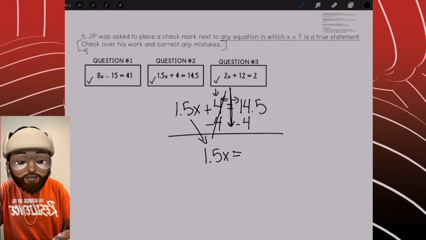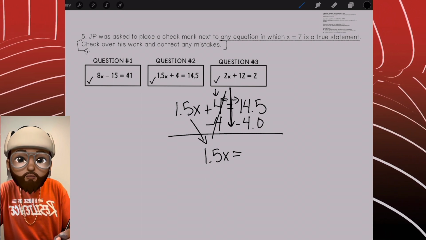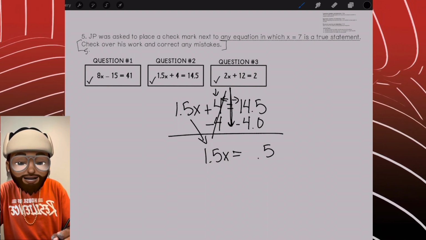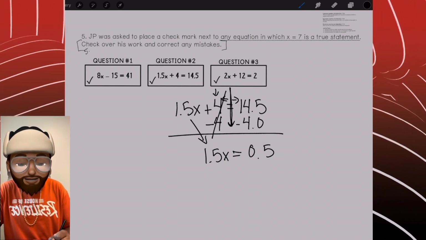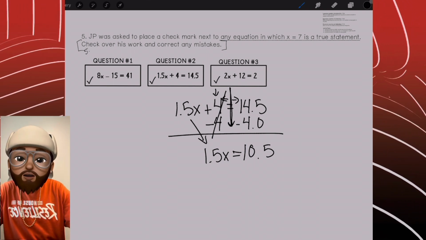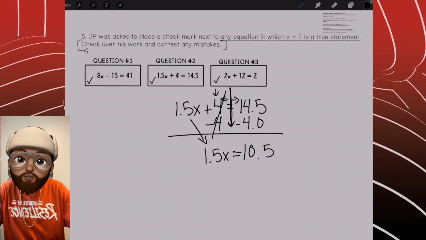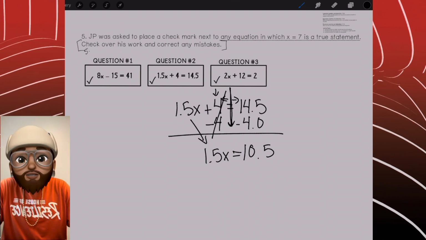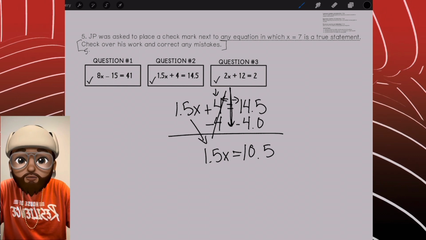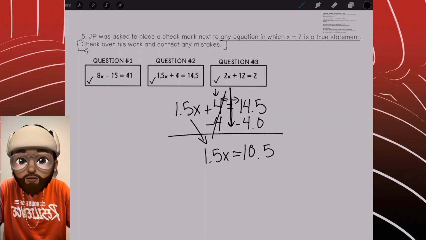And then we have 14.5 minus 4. Bring the 5 down because 5 minus 0 is 5. 4 minus 4 equals 0. And 1 minus nothing is 1. Therefore, what we have here is 1.5x is equal to 10.5. So now for our next step, we need to go ahead and divide by 1.5.